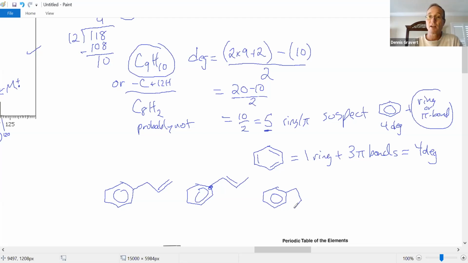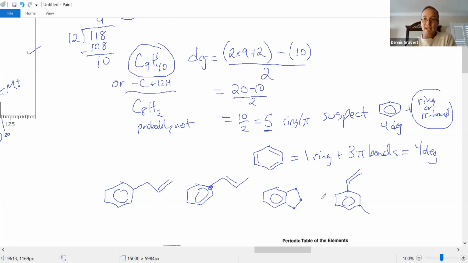What if we have another ring? 1, 2, 3 carbons, 6 in a ring. Yeah, this has 5 degrees of unsaturation. It should be C9H10. Another possibility is maybe there's 2 carbons here with the pi bond, and there's another methyl group, and so forth. So already we have 4 possibilities.